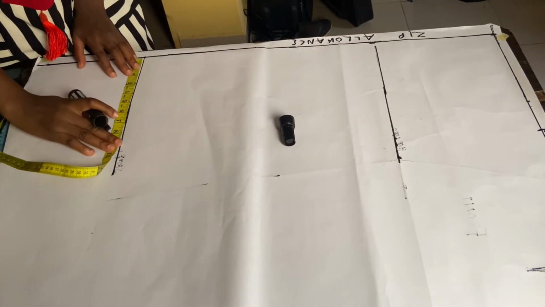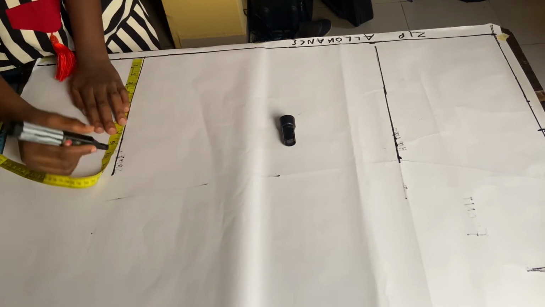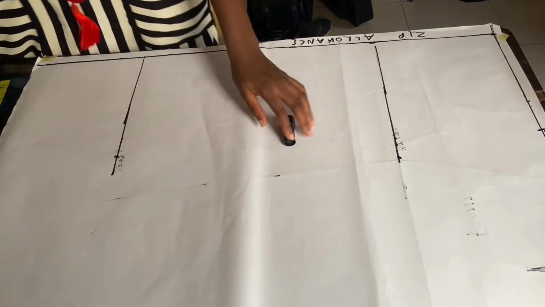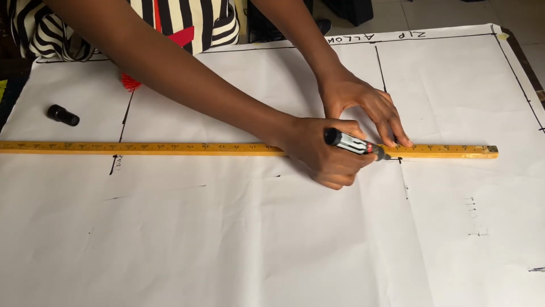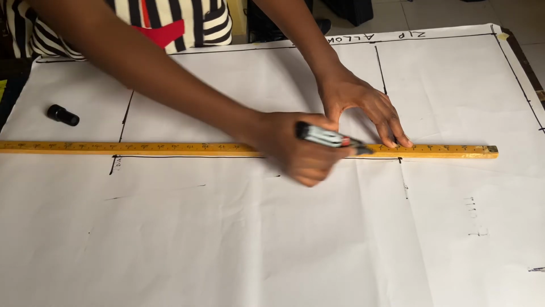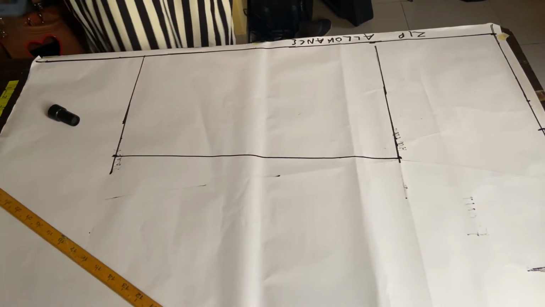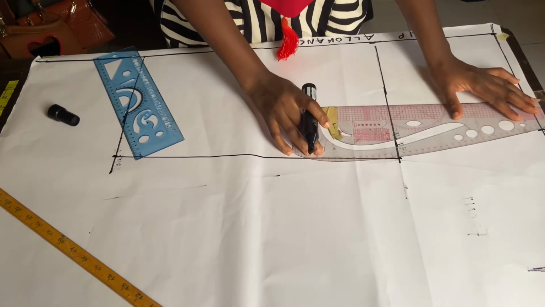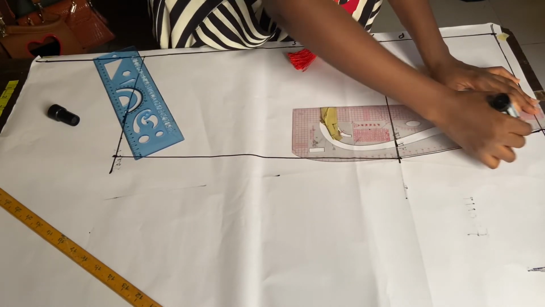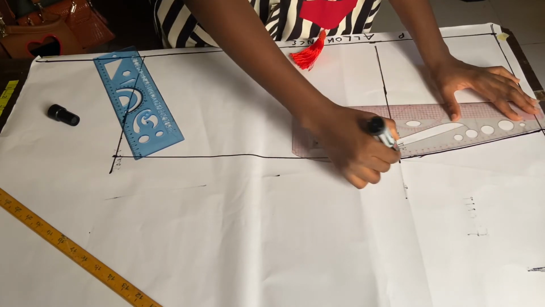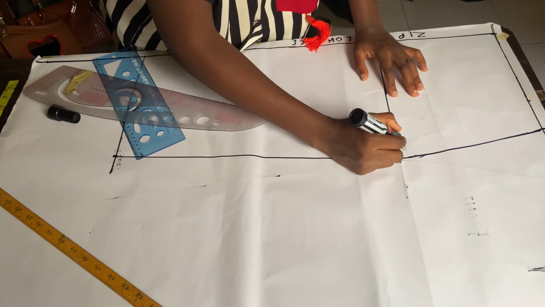Then, like I did at the front, I'm going to remove 1.5 from my hip circumference. That's 8.5. Then I'll add 1.5 for my allowance. Then I'll simply connect like so. I use my hip curve to also connect. I'm just simply going to label it.